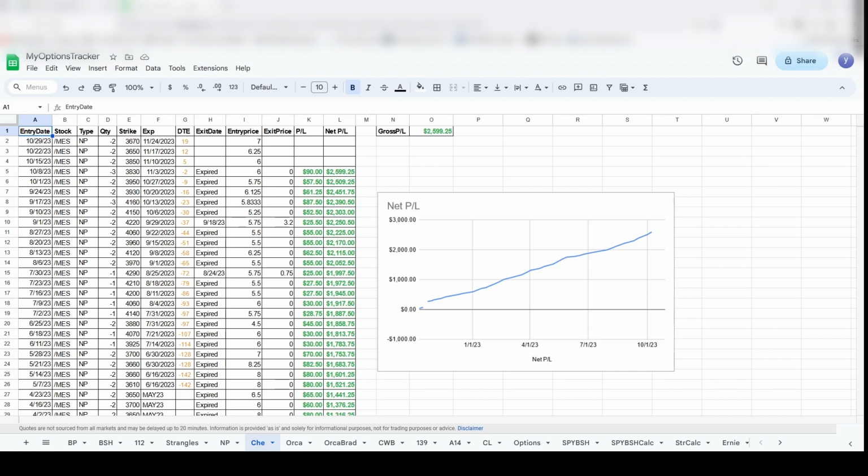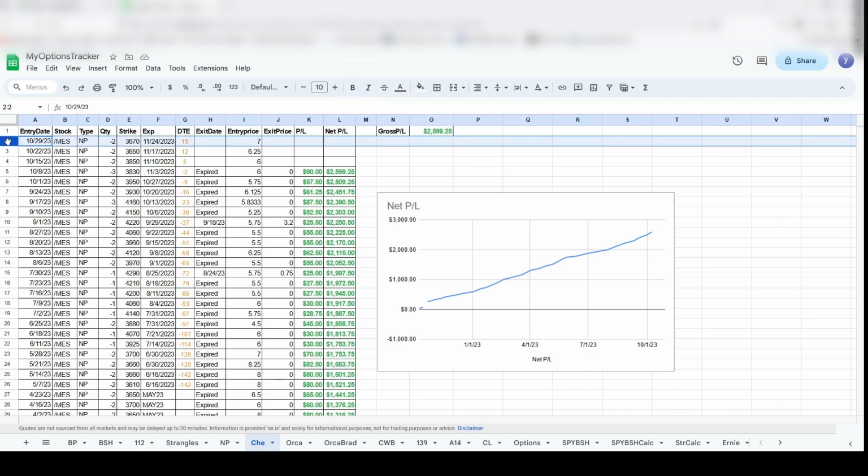And these are the dates that we entered on. And I think you already know what these are. This is how much you've made on each trade. This one expired 2 days ago on Friday. We had three contracts on, so we made $90, which is pretty good.